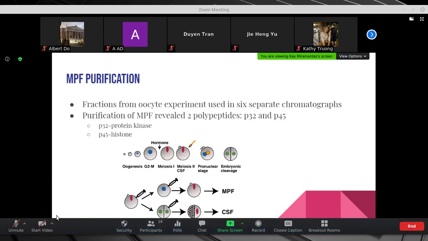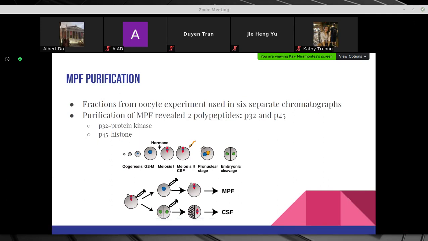Okay, so next we're going to be talking about MPF purification. This was achieved by running 6 different chromatographs using the cytoplasm that was extracted from the fertilized oocytes. The chromatographs revealed that MPF consists of 2 important polypeptides, P32 and P45. P32 is a protein kinase that helps in phosphorylating P45, which is a histone. It can also be noted that P45 alone is sufficient to promote metaphase in a cell, which can imply that P32 plays a role in the pathway of MPF action and is responsible for inducing mitosis.